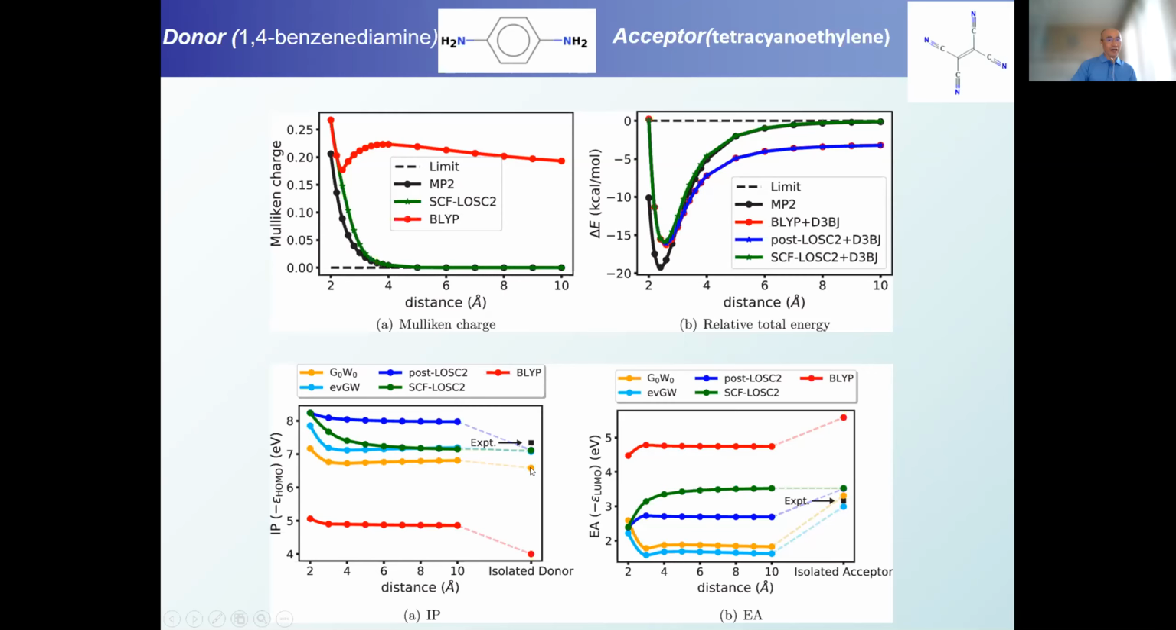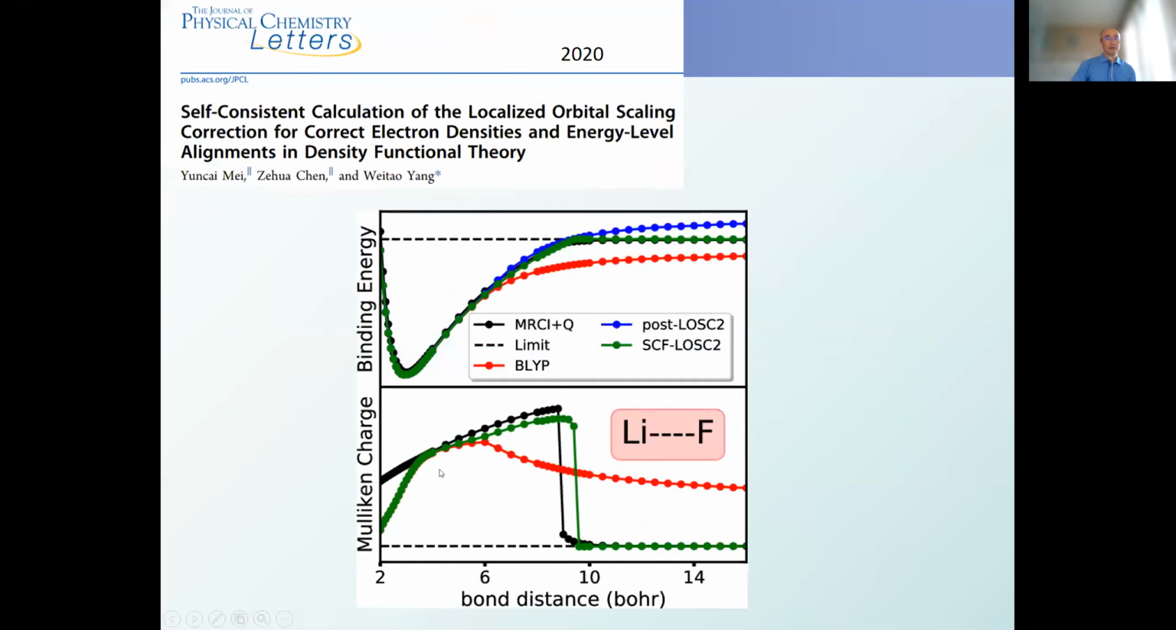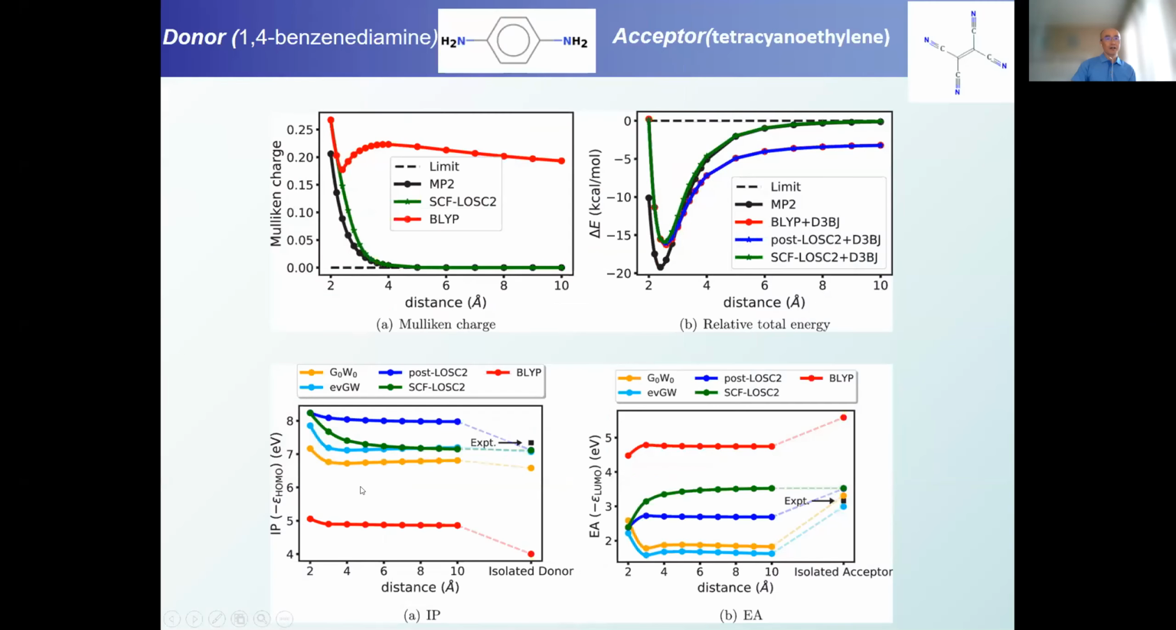G0W0 has the wrong answer because the density is wrong, and it underestimates across the entire binding energy. But the lOSC-corrected eigenvalue EV-GW has the right answer.